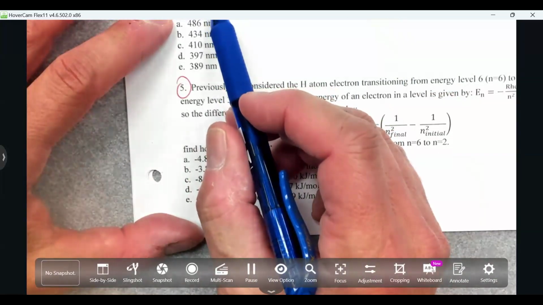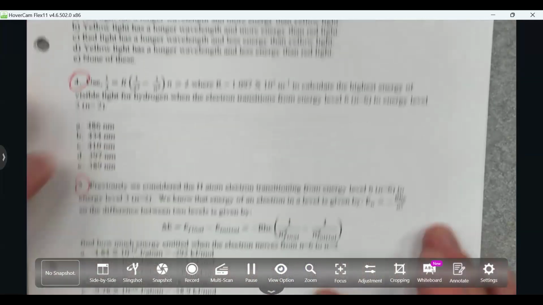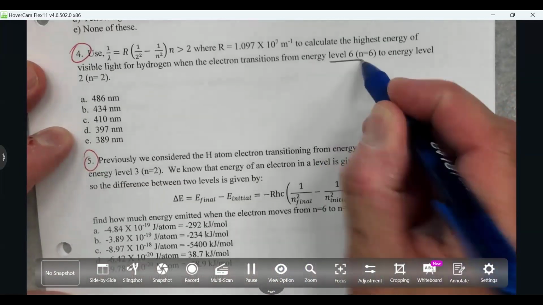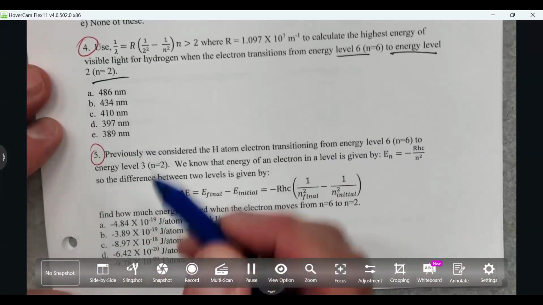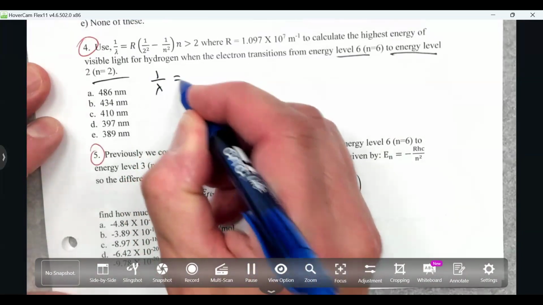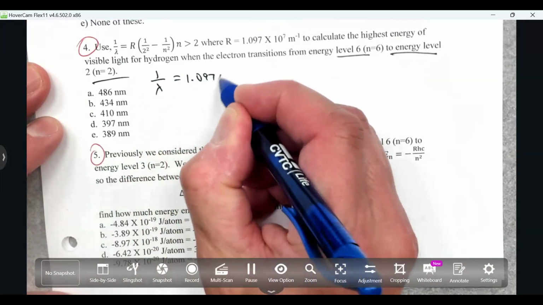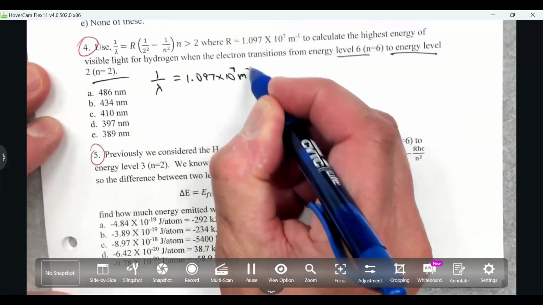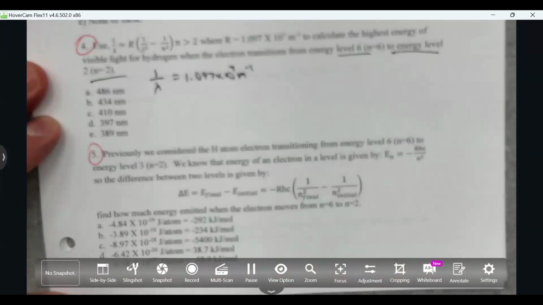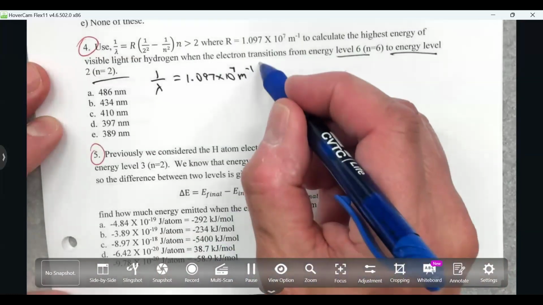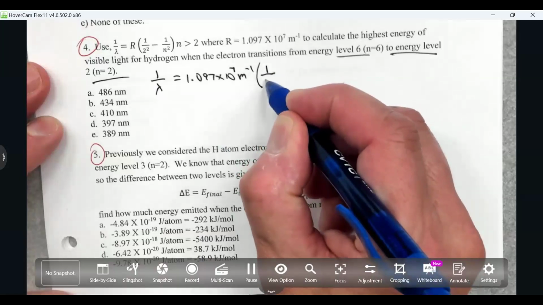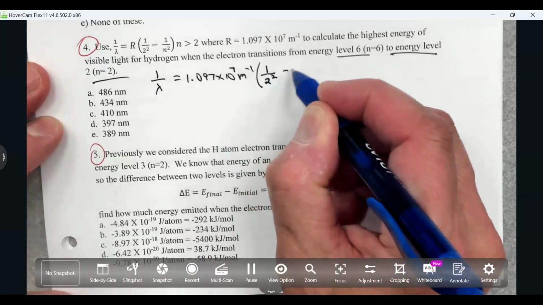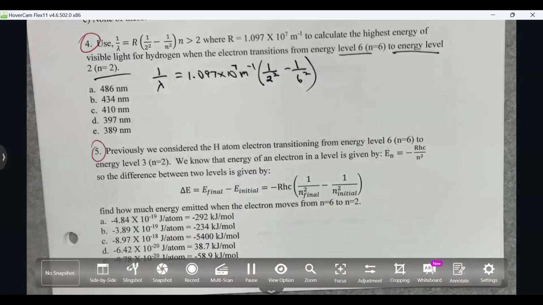Calculate the highest energy visible light for hydrogen when the electron transitions from energy level 6 to energy level 2. So here's our equation. We've got 1 over the wavelength is equal to R, 1.097 times 10 to the 7th meters to the minus 1, times 1 over n final squared, which is 1 over 2 squared minus 1 over 6 squared.